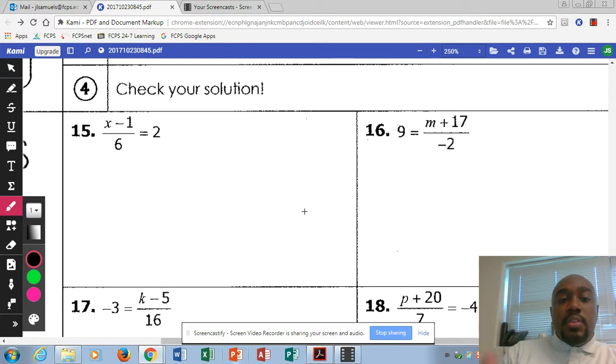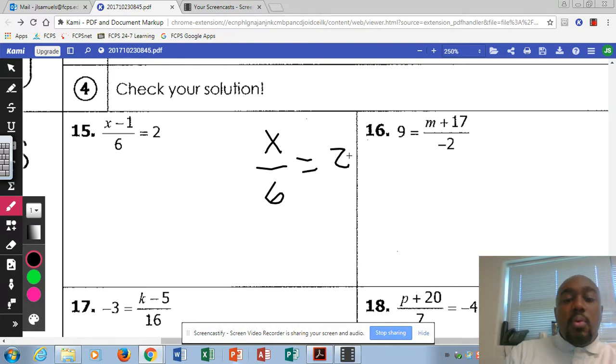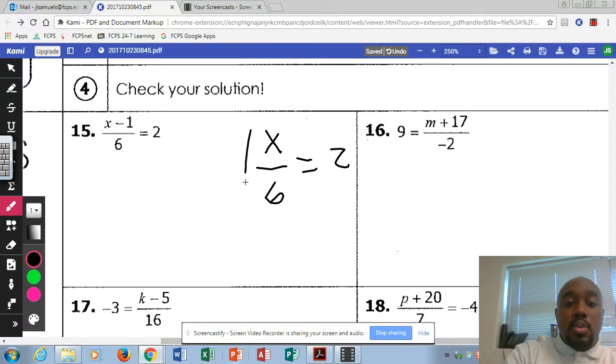Now, if these were one-step equations, let me show you an example. Let's say we had x over 6 equals 12. Well, we know that fractions are the same as division problems. So we would do the opposite, which is multiply both sides by 6. And the golden rule is, what we do to one side, we do to the other.